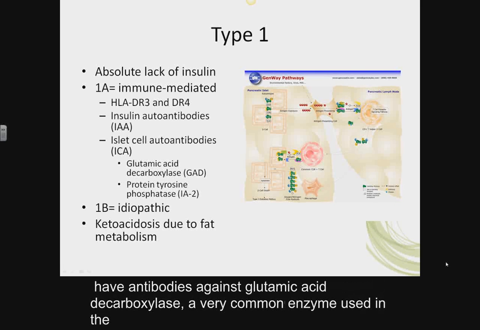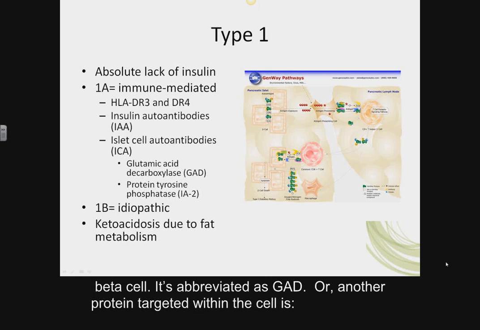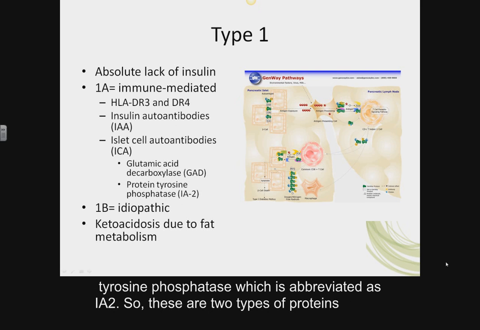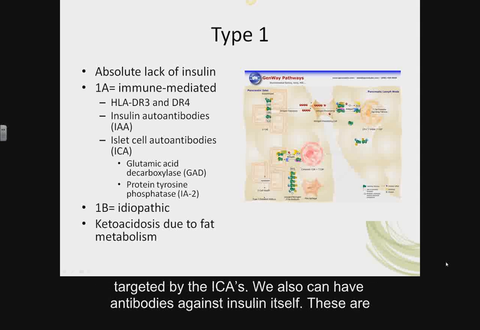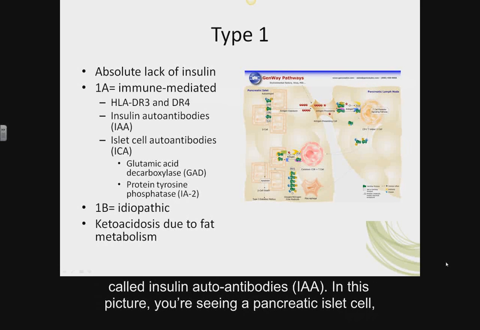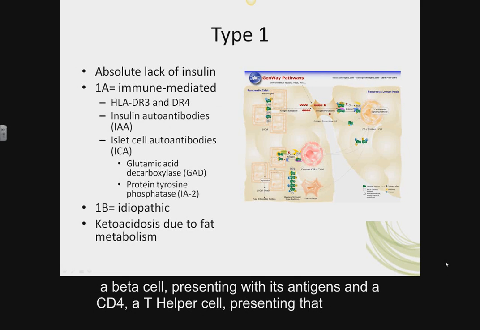The patients with these genes are more prone to developing autoantibodies. If they develop islet cell autoantibodies, we call this ICA. Grouped into this, we have antibodies against glutamic acid decarboxylase, a very common enzyme used in the beta cell. It's abbreviated as GAD. Another protein targeted within the cell is tyrosine phosphatase, which is abbreviated as IA2. So these are two types of proteins targeted by the ICAs.